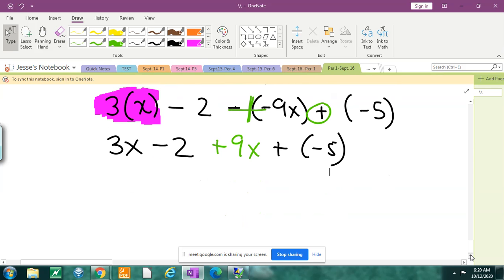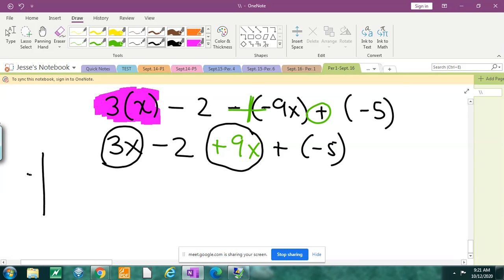So now, combine like terms. So now you're going to match the 3x with the what? Yeah, with the 9x. So let's do the t-chart right here. Okay, 3x and 9x, they're both on the positive, so it's going to be positive 9, 10, 11, positive 12x. Okay, see that?